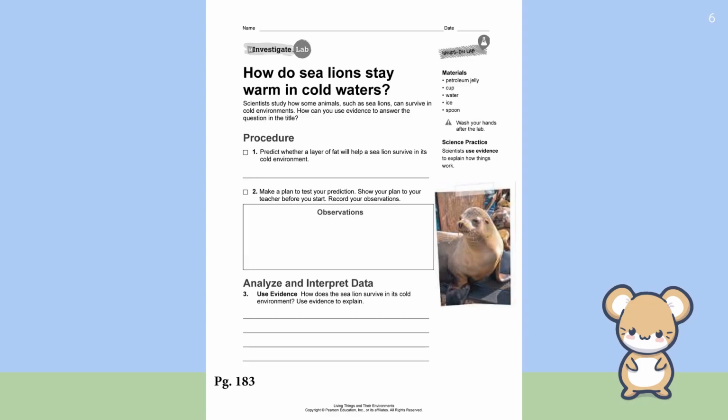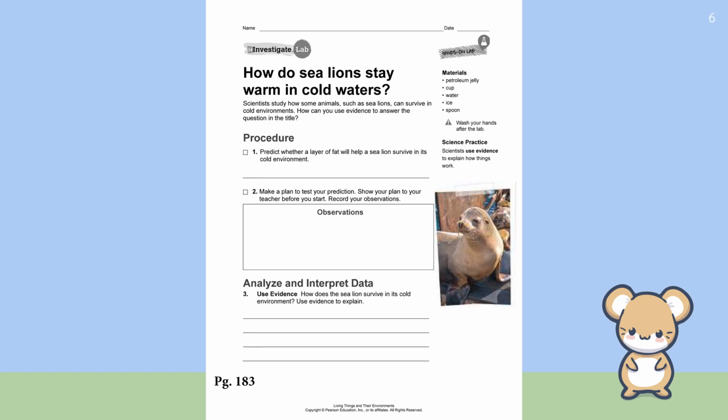So here's a little investigate lab that we're just going to go over really quickly. This asks us, how do sea lions stay warm in cold waters? And then we see a little picture of a sea lion over there on the side of the page. Scientists study how some animals, such as sea lions, can survive in the cold environments. How can you use evidence to answer the question in the title? Well, the question is asking me, how do sea lions stay warm in cold waters?